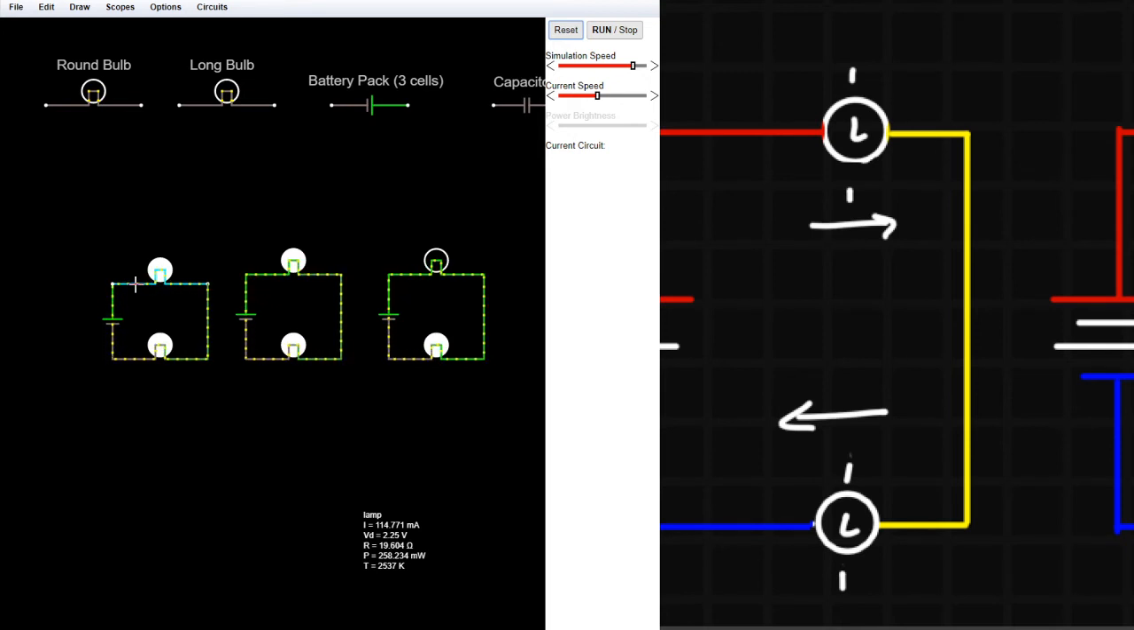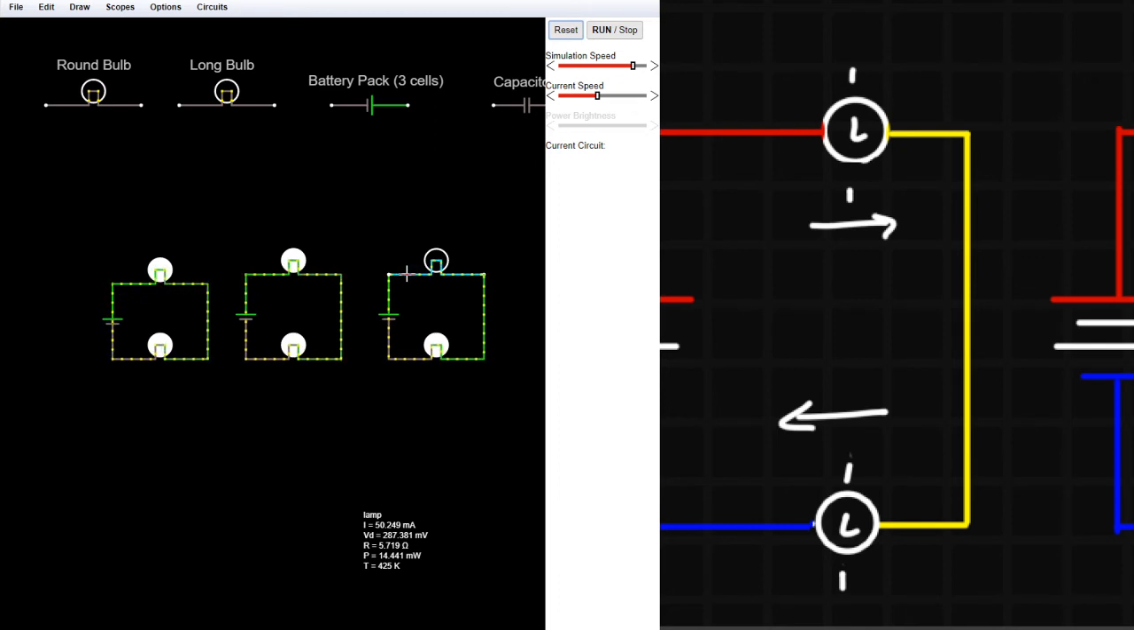or 114.7 milliamps. We expect this one to be about 3 times bigger than this one. And sure enough, it is. Here we get 0.32 amps or 32 milliamps. Because the long bulb has a larger resistance, we are getting less current flow. This one should be the same because it's still just the same long bulb. But here, this one should be different. So we saw here, this one is 50. It's a little bit higher.